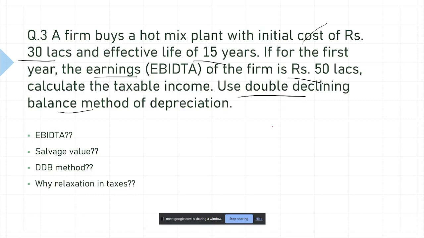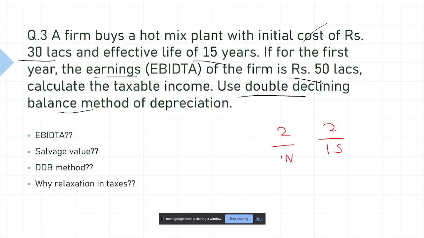Okay, in case of the double declining balance method, the factor of depreciation is 2 by n. So in this case it would be 2 by 15. Now the term here, one term we have is EBIDTA.